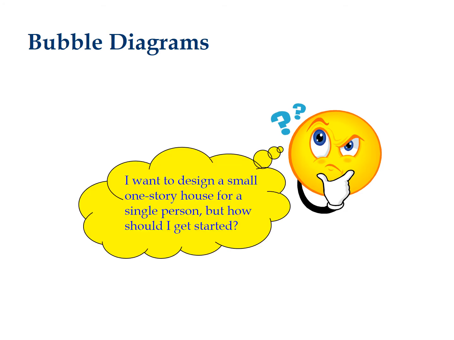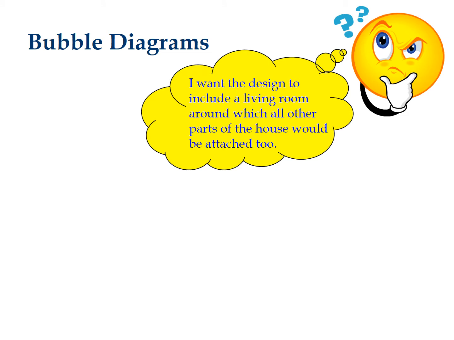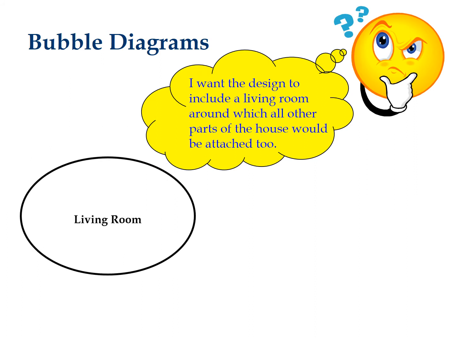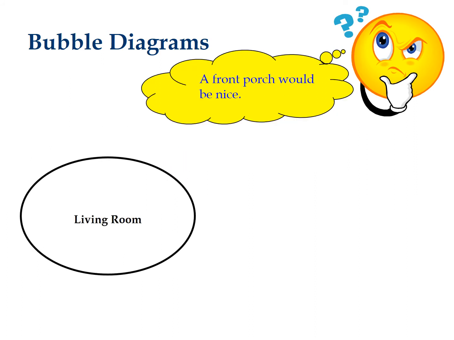Let's just say you want to design a small one-story home for a single person. How do you get started? Maybe you would want to start with locating or sketching the living room, around which all the other rooms or parts of the house would be attached. Then maybe you want to add a front porch. That would be nice.